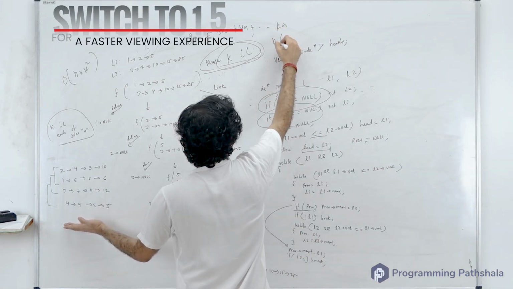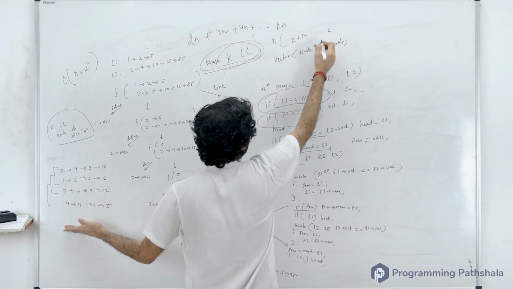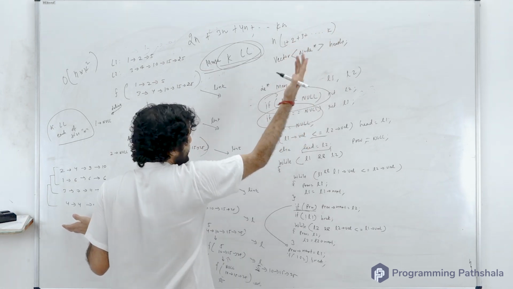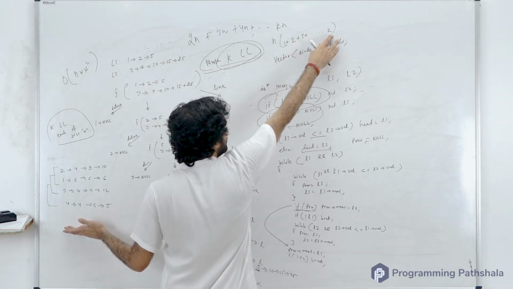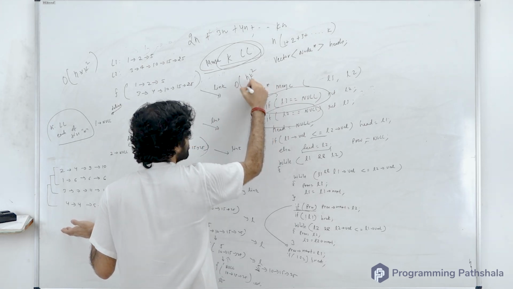n can be taken common, and this is like the sum from 2 till k. To make it simple, you can add a 1 before. It doesn't really matter. Now it is the sum of the first k natural numbers, which is order of k square. So it will be n into k square.